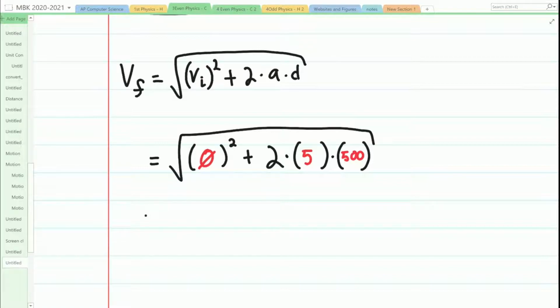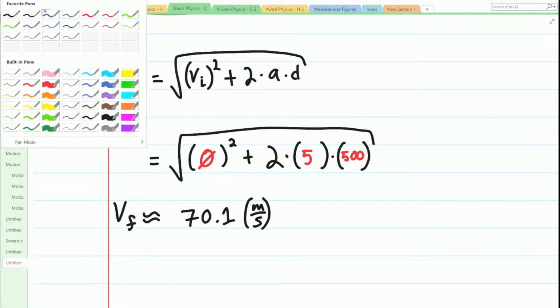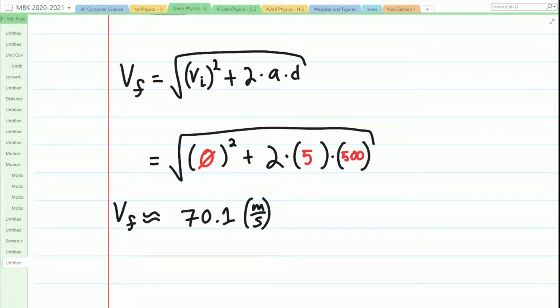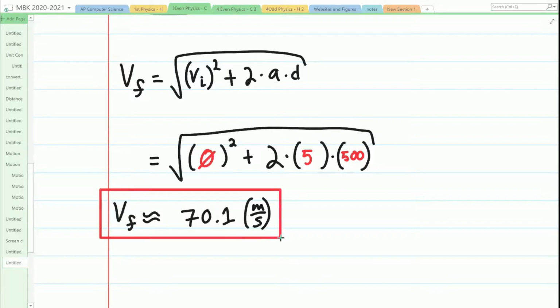Sometimes you guys will see me do an equal sign with a little tilde on top to mean approximate, or you'll see me do little curvy equal signs to mean approximate. So I'll say approximately 70.7 meters per second for my final velocity. Sorry. And then, of course, finally, box your answers.